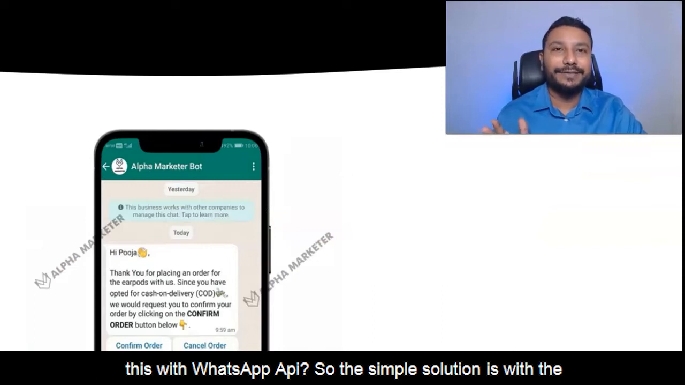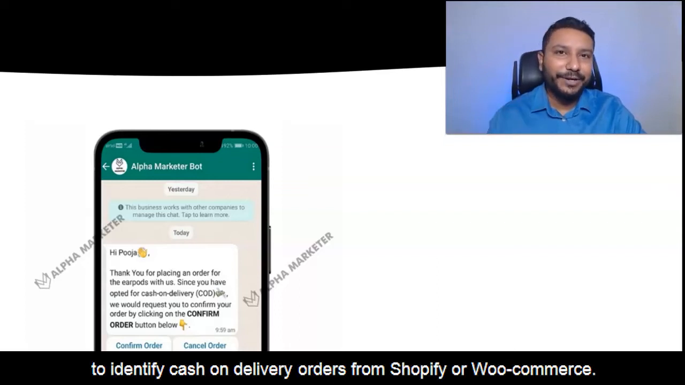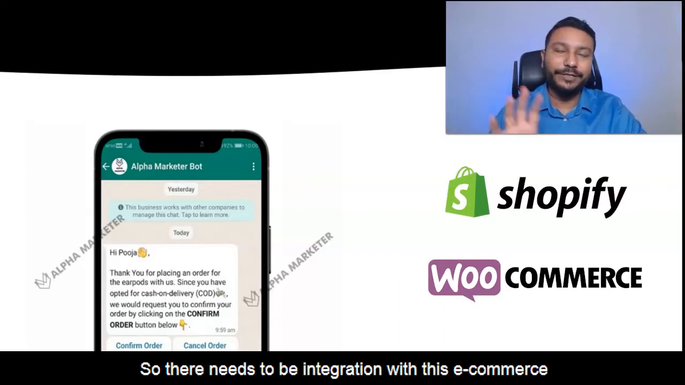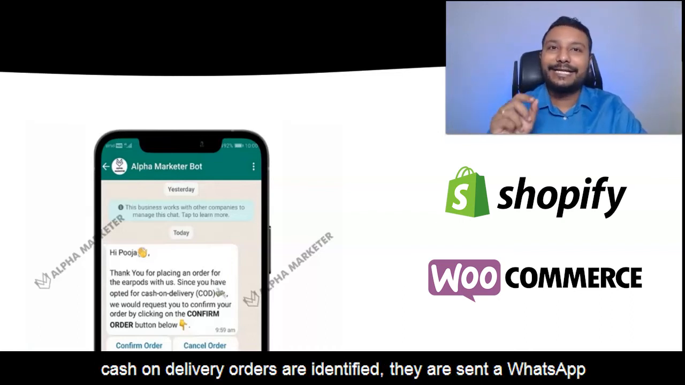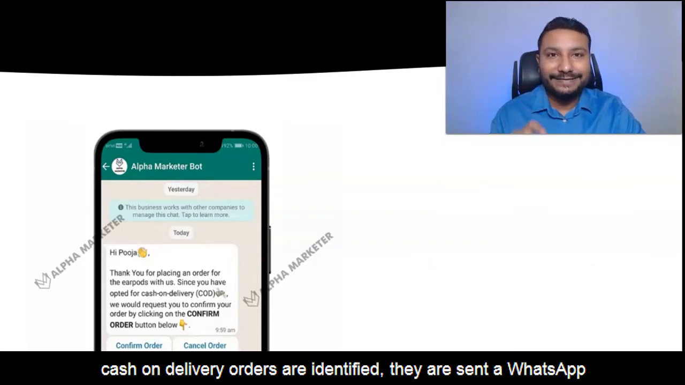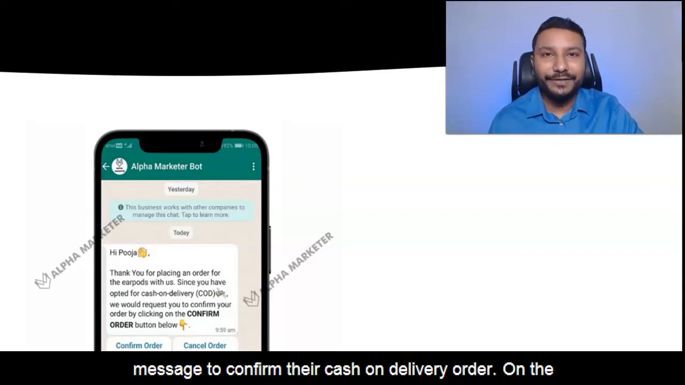Okay, so the simple solution is, with the help of WhatsApp marketing softwares, we will be able to identify cash on delivery orders from Shopify or WooCommerce. So there needs to be an integration with these e-commerce platforms that you use for selling products. Once the cash on delivery orders are identified, they are sent a WhatsApp message to confirm their cash on delivery order.